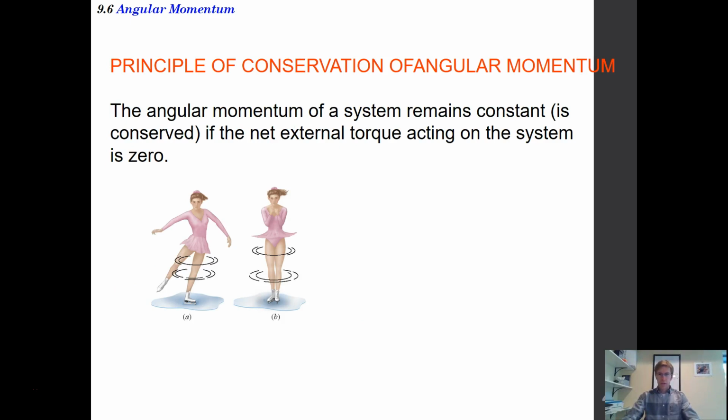So just like with linear momentum, we also have the idea of conservation of angular momentum. If you have an isolated system, like our ice skater here, which means it's free of any net external torques acting on it.